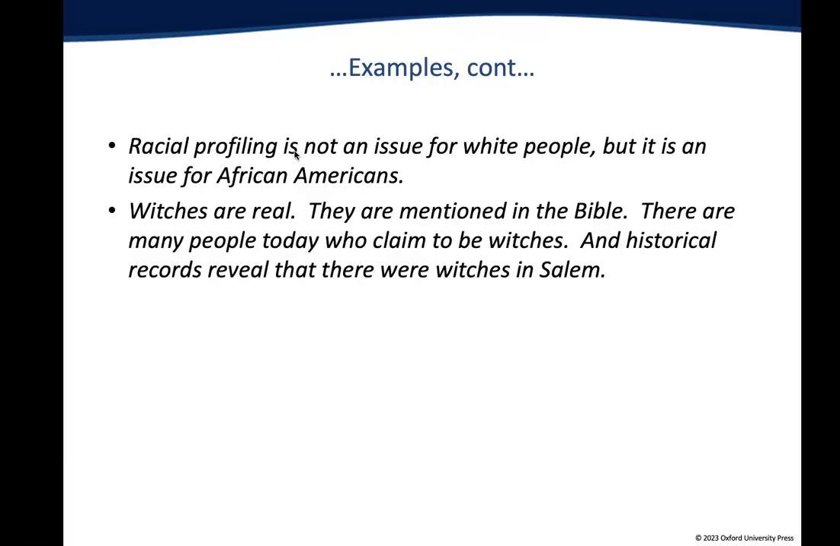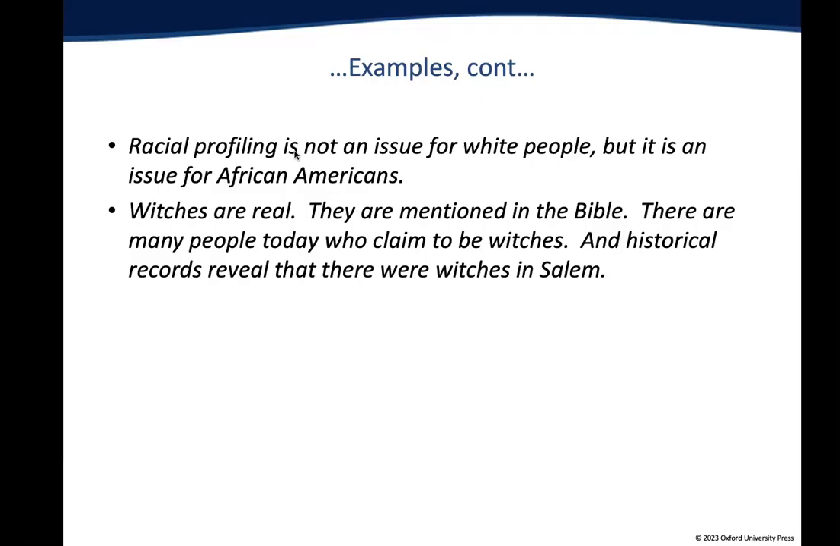So that first one, racial profiling is not an issue for white people, but it is an issue for African Americans. That one is not an argument. It is a statement, but there aren't any reasons to back that up, and so that would not be considered an argument.